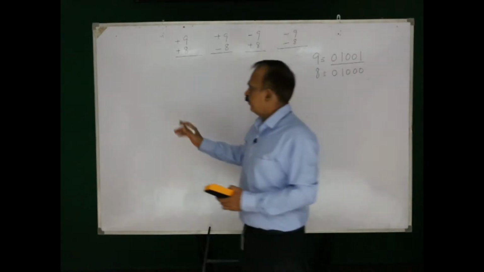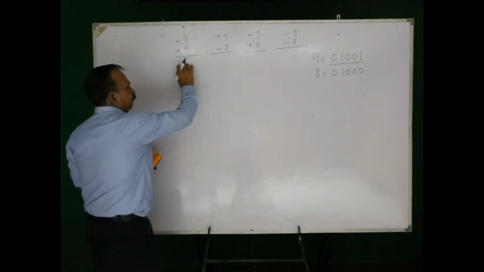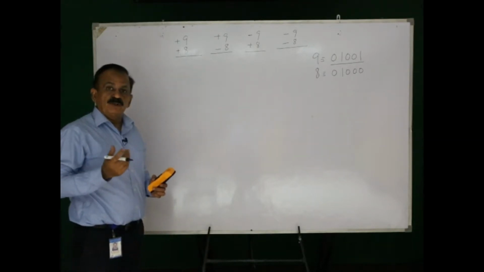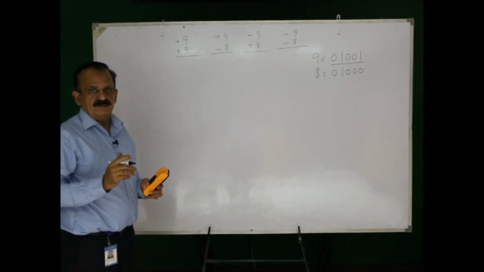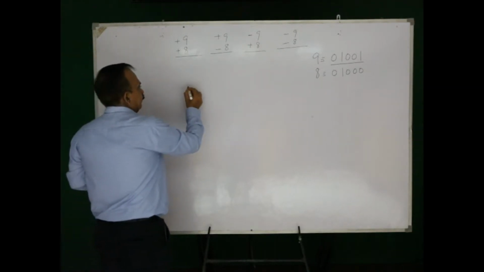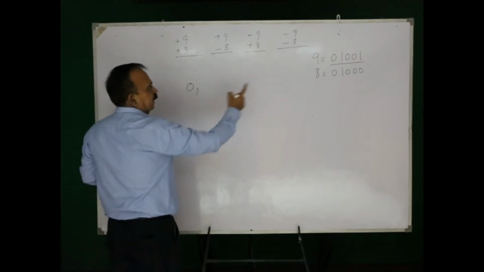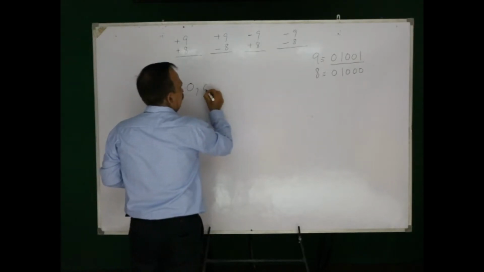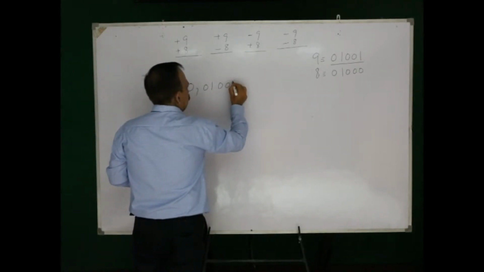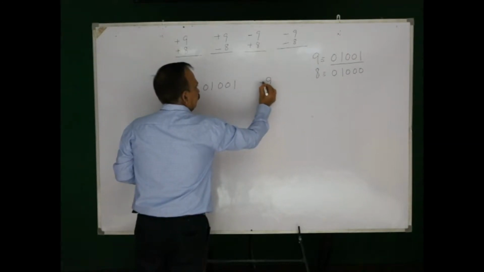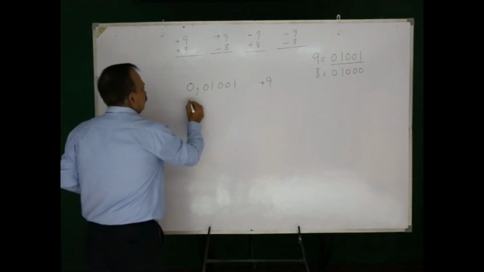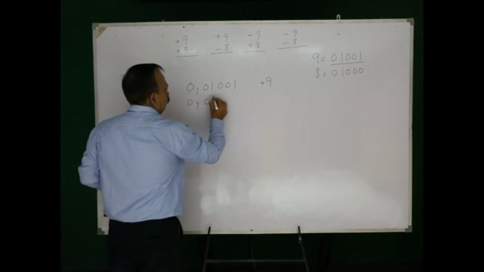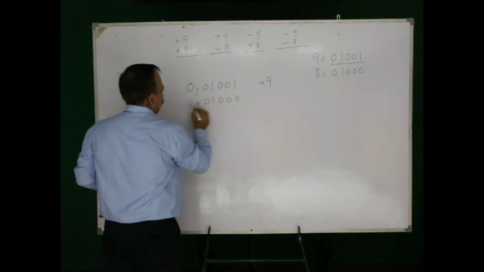Now we will start with the first one. Both these numbers are positive numbers. If both numbers are positive, then there won't be any 1's complement of the number. The representation will be 0, and for 9 I will be writing 0 1 0 0 1. This is plus 9. The next one is plus 8. This is 0 and the number is 0 1 0 0 0.